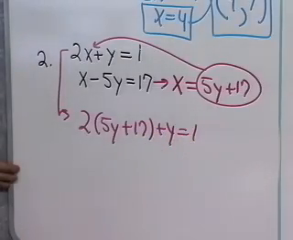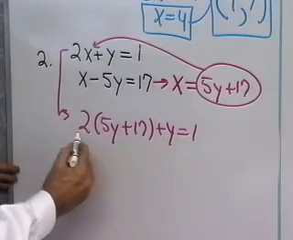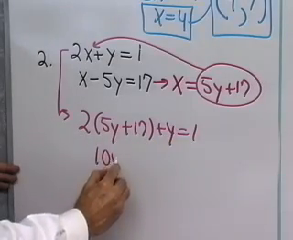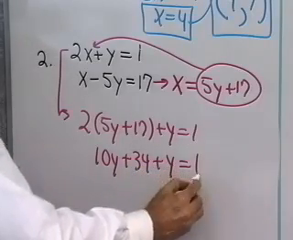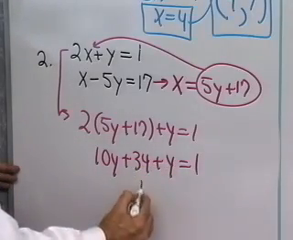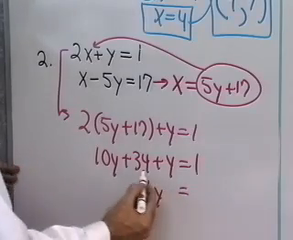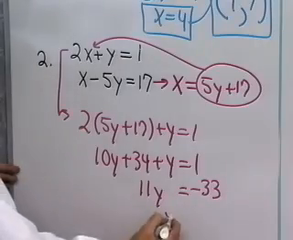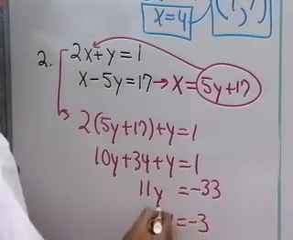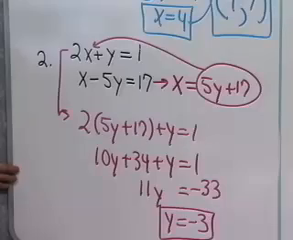I've eliminated x from the pair of equations, and this is what results. Distributive property, 10y plus 34 plus y is equal to 1. 10y plus 1y is 11y, and I'll add negative 34 to both sides, giving me negative 33. y is equal to negative 3. That's the y-coordinate of the point of intersection.